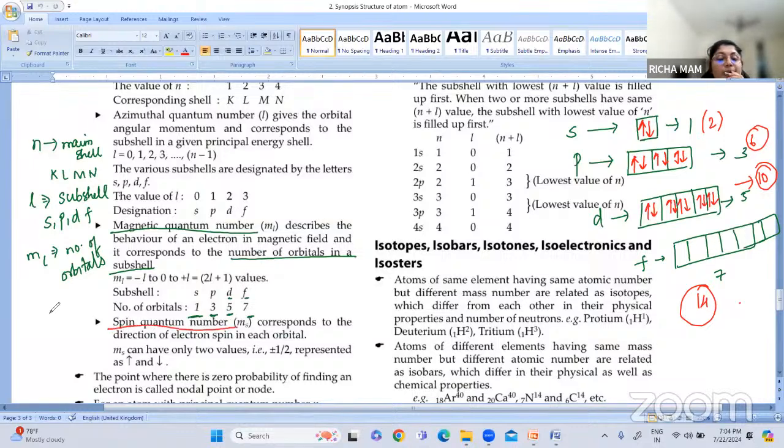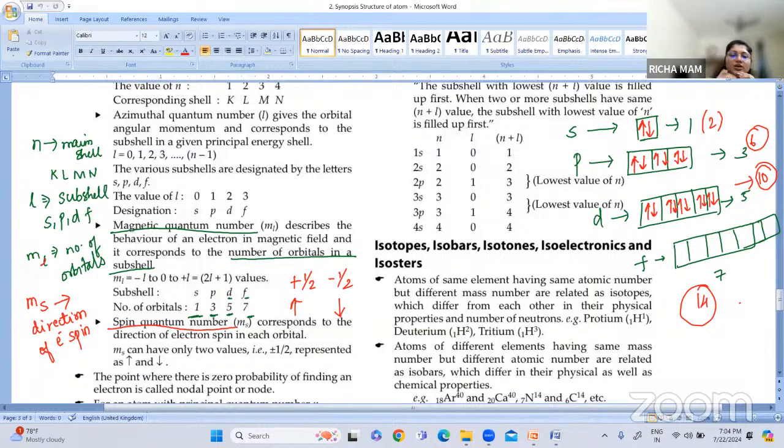The last one is the spin quantum number. It is represented as ms. It represents the direction of electron spin. It has two values, plus half and minus half. Plus half means the electron spins clockwise, upward, and minus half means it is downward. So these are the only two spins possible for an electron.